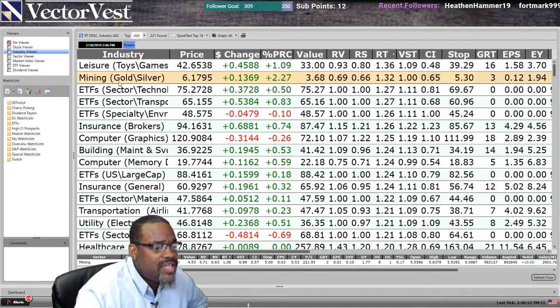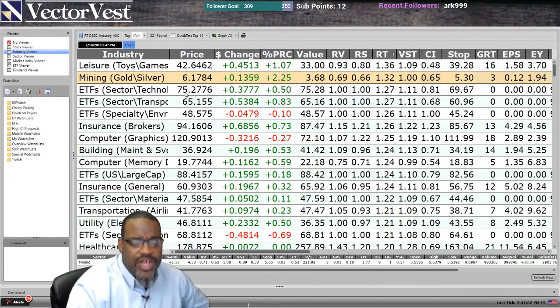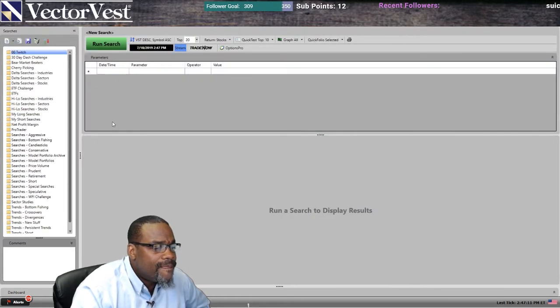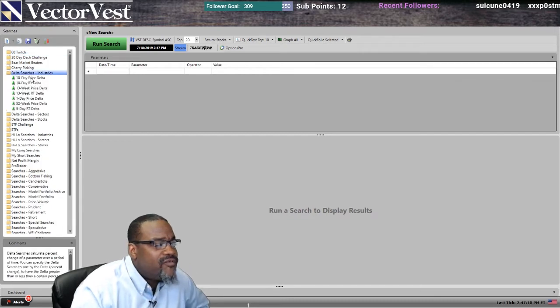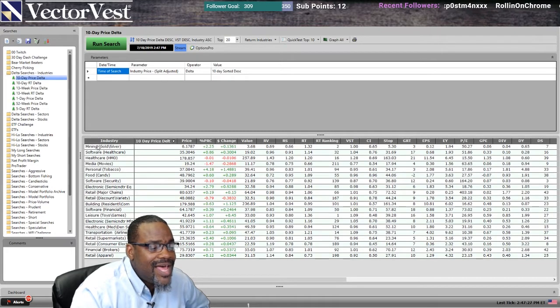With VectorVest, you now have the capability of looking at an industry viewer and seeing what the hottest industry is at all times. I'm going to show you another trick. Watch this. I'm going to go to the Unisearch tool, and we have something called the Delta Searches Industries. I'm going to show you the industries that have moved up the most over the last 10 days. Watch this. What's going to come up to the top of the list? Guess. Ta-da! Mining, gold, silver. How cool is that?